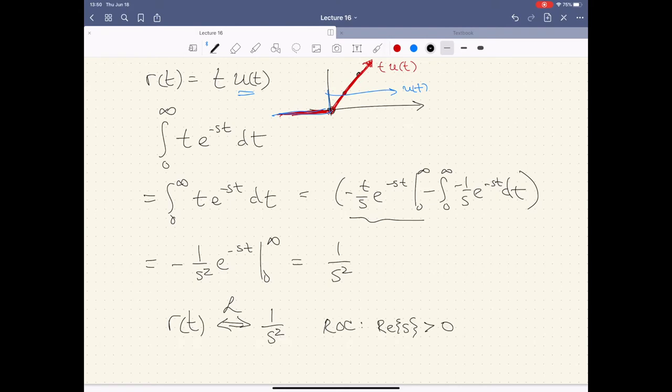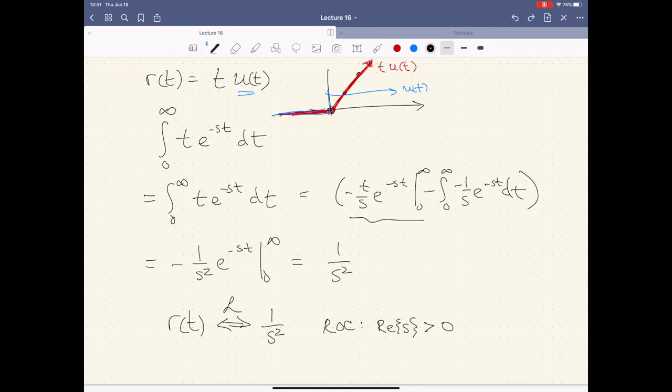Our region of convergence here is similar for the same reason. We want that e to the minus st to go to 0 properly, so we need s to behave a little bit. Notice that this looks awfully similar to what we got for u(t), right? Why is that? What's up with that?